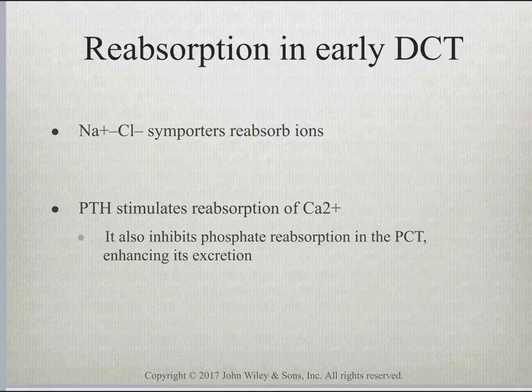The next portion of the tube that we're going to look at is reabsorption in the early distal convoluted tubule. We're going to be moving ions from the tubular fluid into the cells of the DCT. We do that with these sodium chloride symporters or co-transporters. They're going to move both sodium and chloride into the cells. We're also going to see hormonal action here. Parathyroid hormone is going to stimulate the reabsorption of calcium. At the same time, it's also going to inhibit phosphate reabsorption in the proximal convoluted tubule. What this does is basically enhance its excretion.